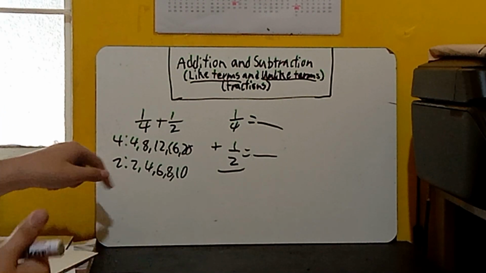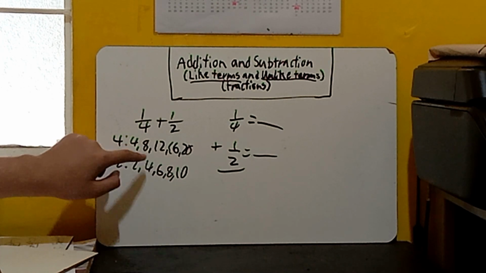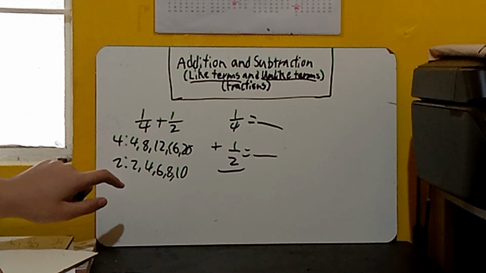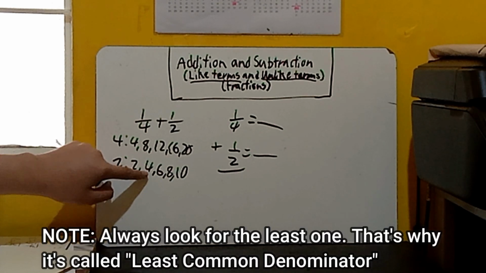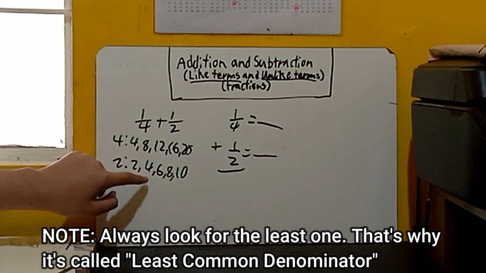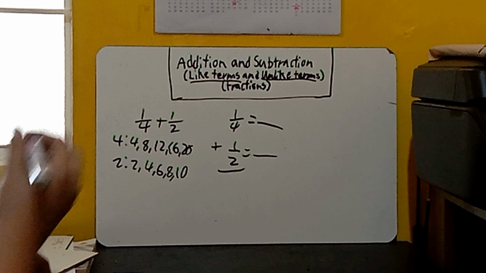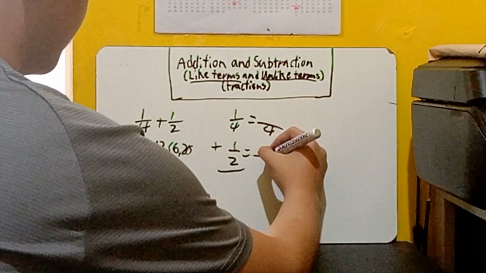So right here, you see they both have 8. That's the common denominator, but it's not the least. But this one is the least. You see this 4? They both have 4. That's the least common denominator. So we're gonna choose this. Always choose the least one.